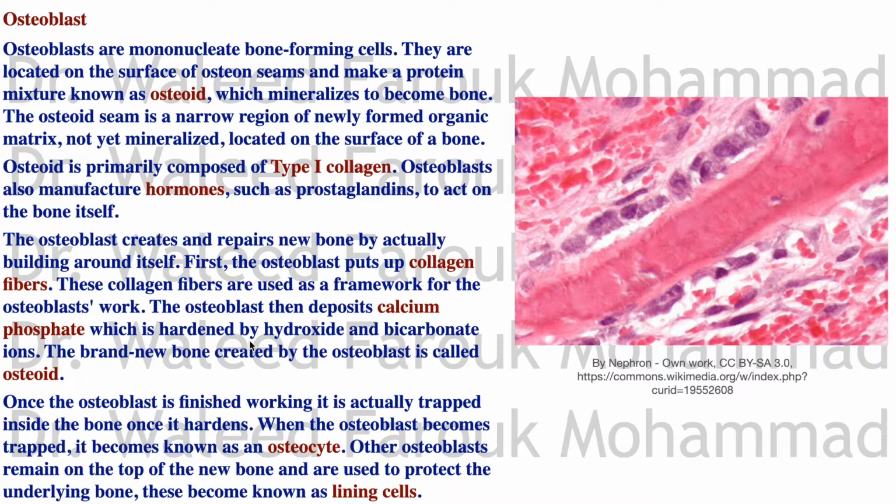Once the osteoblast is finished working, it becomes trapped because of the collagen deposited around it and the matrix. When the osteoblast becomes trapped, it's known as an osteocyte. The osteocyte has several processes that run in canaliculi to communicate with nearby osteocytes. There are other osteoblasts that remain on top of the new bone and are used to protect the underlying bone. These become known as the lining cells. The osteoblasts are a little bit flatter than the osteocytes, which are trapped in their lacunae.